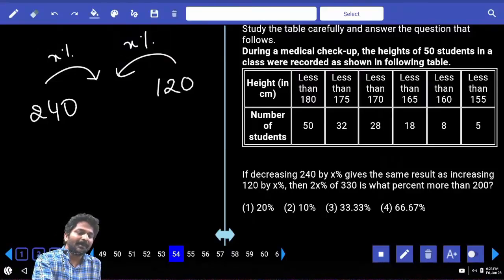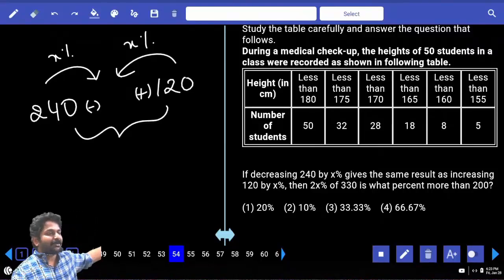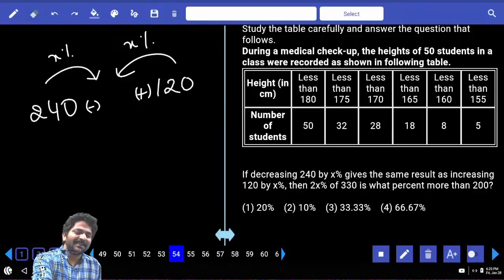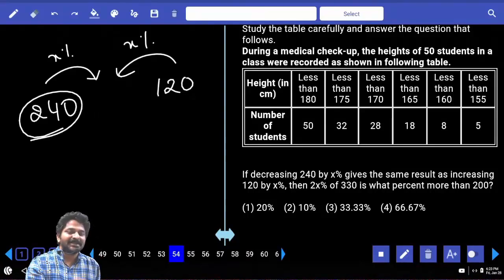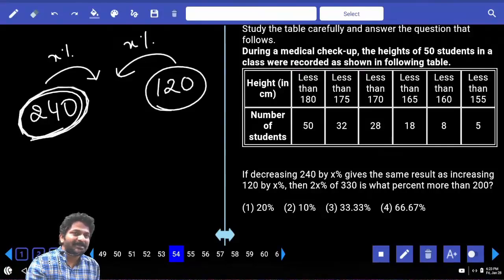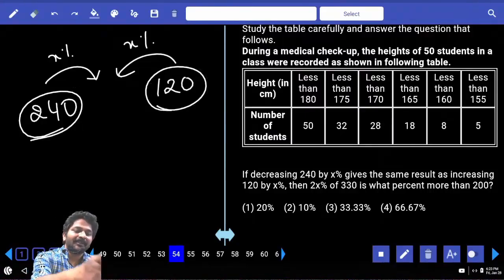Now do remember, we are decreasing this number and increasing this number. That means the net effect is going to be between 120 and 240, correct? It's a wild guess I am saying now. Can you decrease this value by 50% so that after increasing this number by 50%, you get the same number? No, that is not the answer. If you decrease this value by 50%, that is equal to 120. But we are increasing 120, right? Both cannot be the same. So let's go for 1/3.